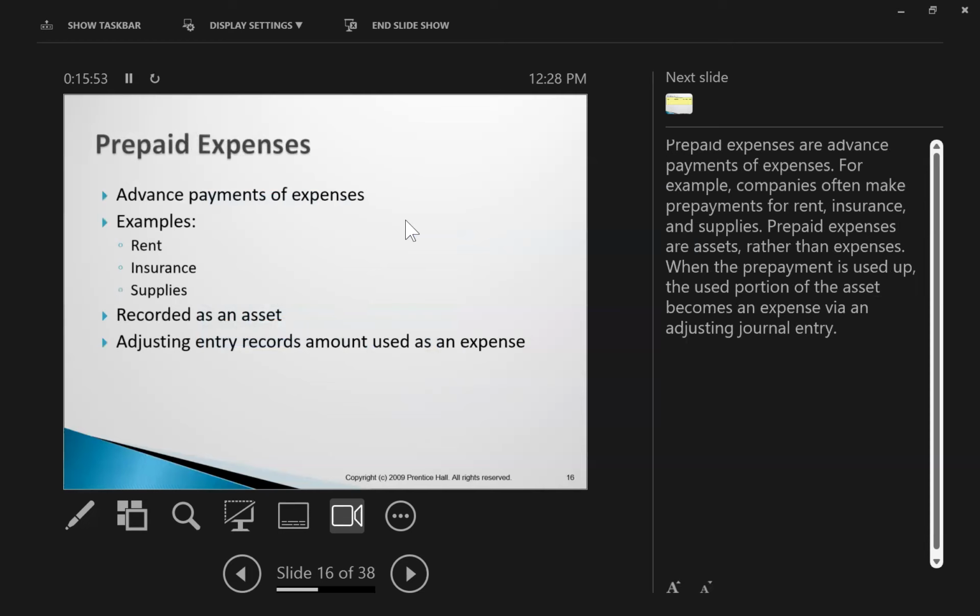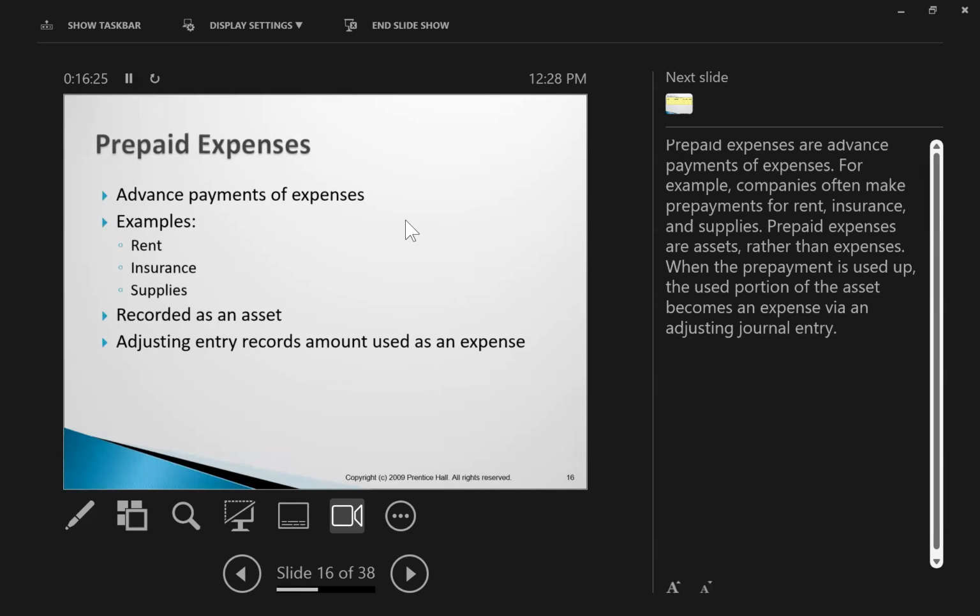So prepaid expenses, let's start with these. Prepaid expenses are advance payments for expenses. For example, companies often make prepayments for rent, for insurance, supplies. Prepaid expenses are considered assets. They're not considered expenses because we haven't used them yet. Once we use them, then they are considered expenses. Until then, they are considered assets.